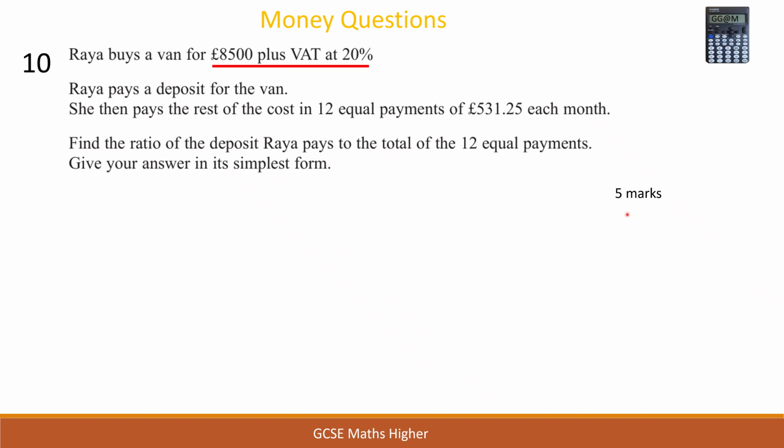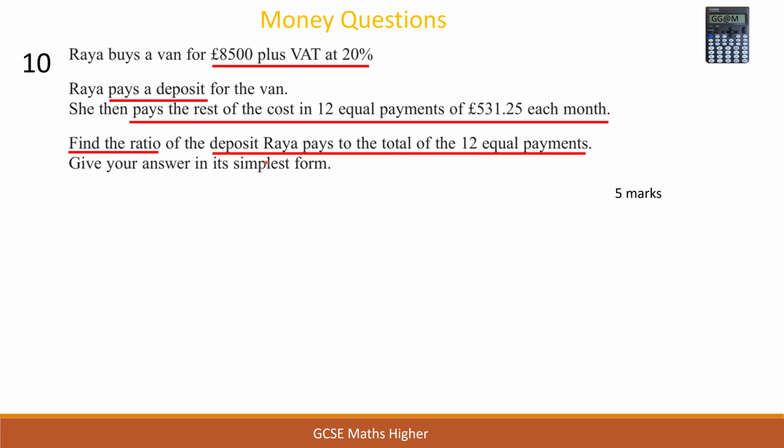So your key parts of the question: you're told you've got 8,500 plus VAT, but 20%. So that means you basically add 20% onto this value here. That's what the VAT means. Then she pays a deposit for the van. Then she pays the rest off in 12 equal payments of £531.25 each month. And you've got to find the ratio of the deposit Rhea pays to the total of the 12 equal payments. And you've got to give your answer in its simplest form.